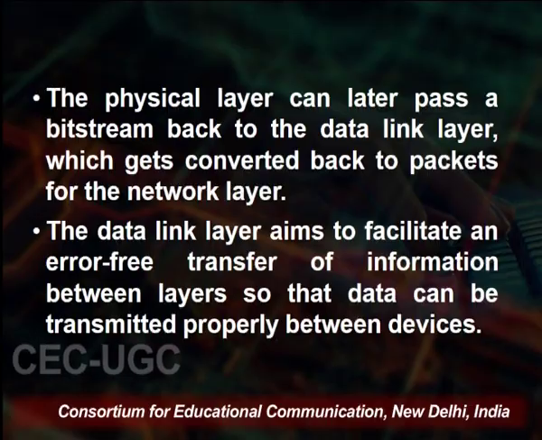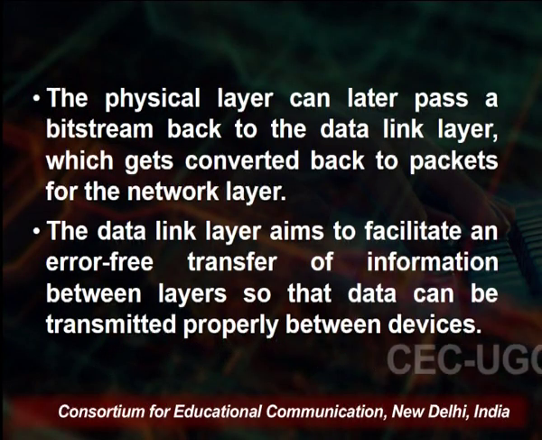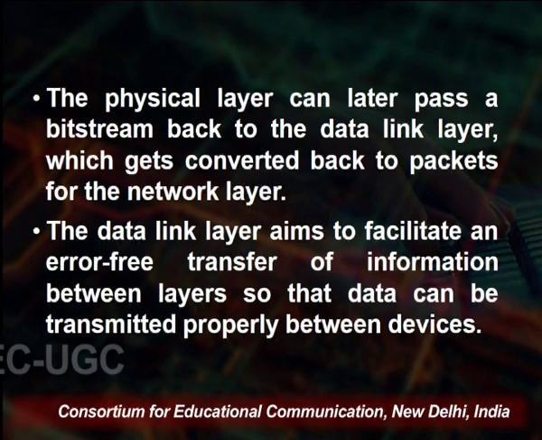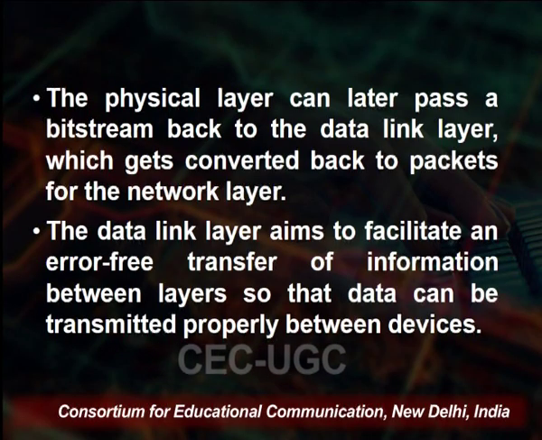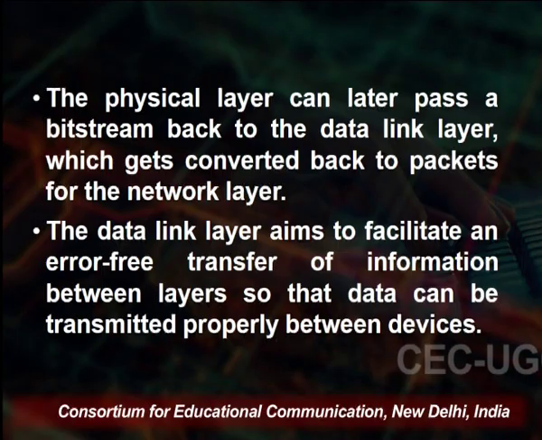So the data link layer on the sender's end takes the data from the network layer and gives it to the physical layer in the required format. At the receiving end, it takes the data from the physical layer and provides that data to the network layer in the required format. Basically, the data link layer aims to facilitate an error-free transfer of information between these layers, so that the data can be transmitted properly between the devices. So this is the macro level functionality of the data link layer.